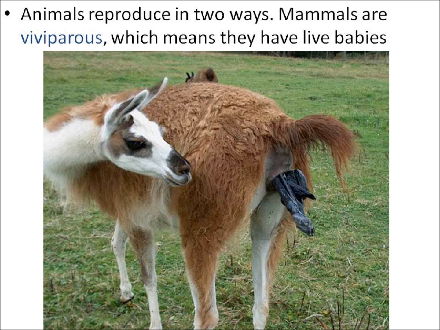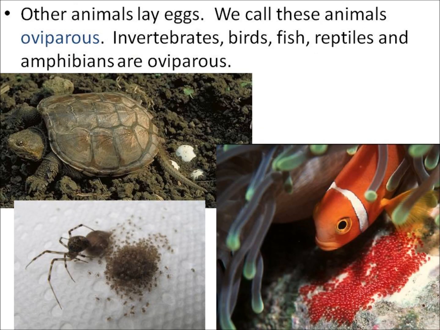Animals reproduce in 2 ways. Mammals are viviparous, which means they have live babies. Other animals lay eggs. We call these animals oviparous. Invertebrates, birds, fish, reptiles, and amphibians are oviparous.